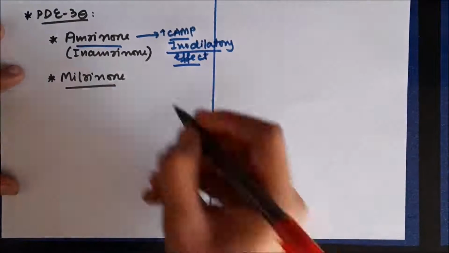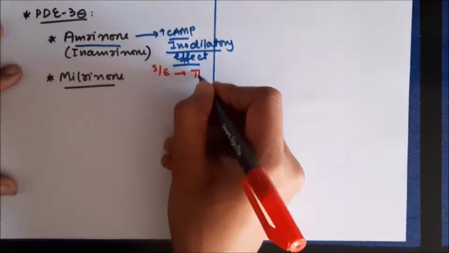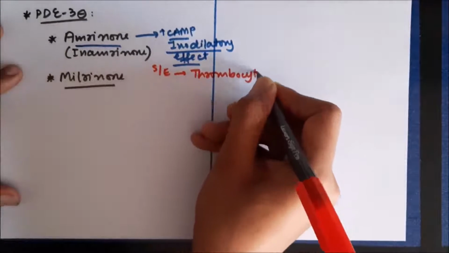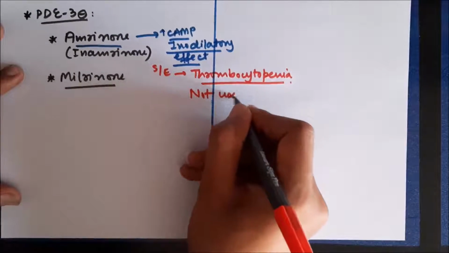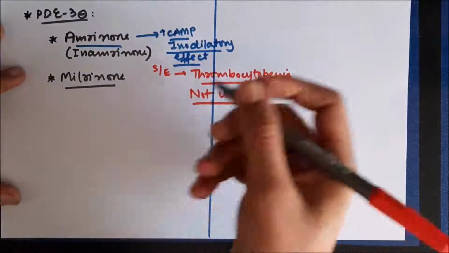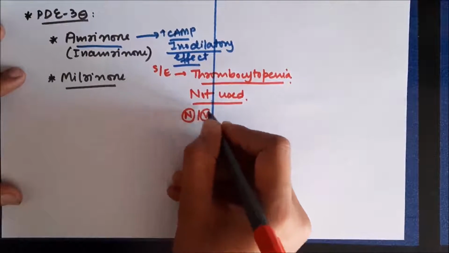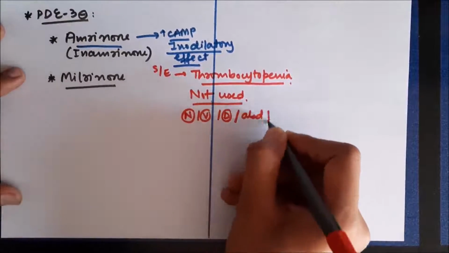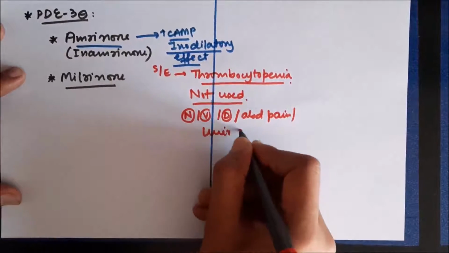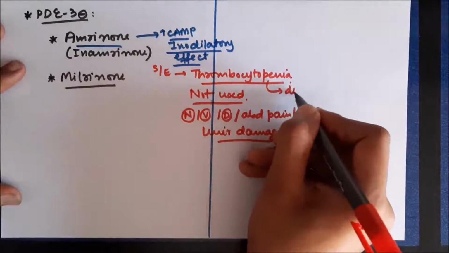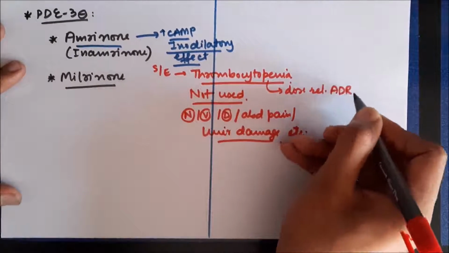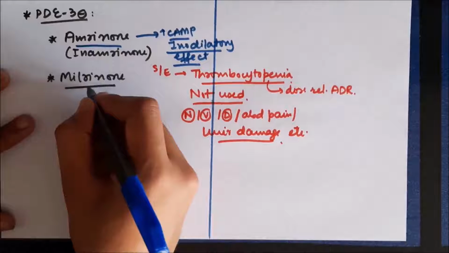However, this drug is not used because of its serious side effect. This drug can cause thrombocytopenia, which is a dose dependent adverse effect of this drug. So it's not used because of this effect. It can also cause other side effects such as nausea, vomiting, diarrhea, abdominal pain, and even liver damage, etc. So this drug amrinone is not used.